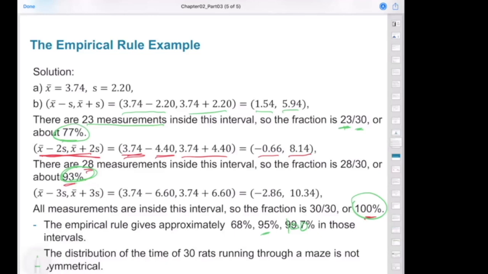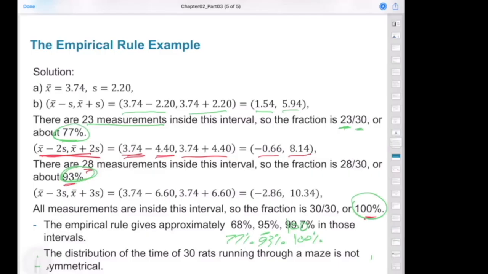But compare these percentages now. You have 77%, 93%, and 100%. According to that, are these percentages close to the empirical rule percentages or not? They are not close enough. So we can conclude, without graphing the distribution of this data, that this distribution is skewed. It's not symmetrical in this case, because the percentages of this data don't follow the empirical rule percentages.